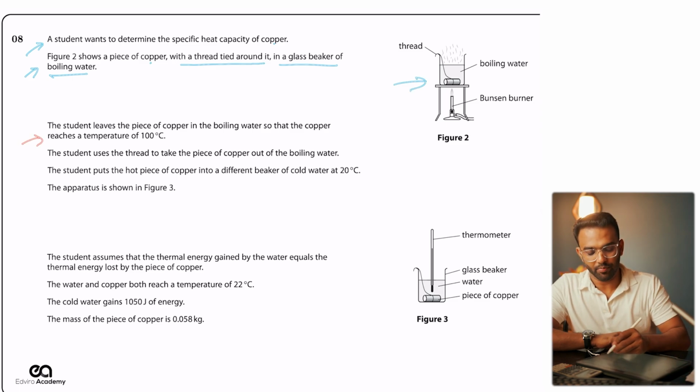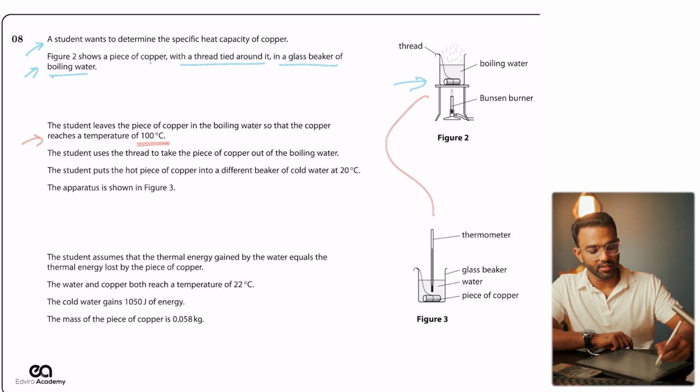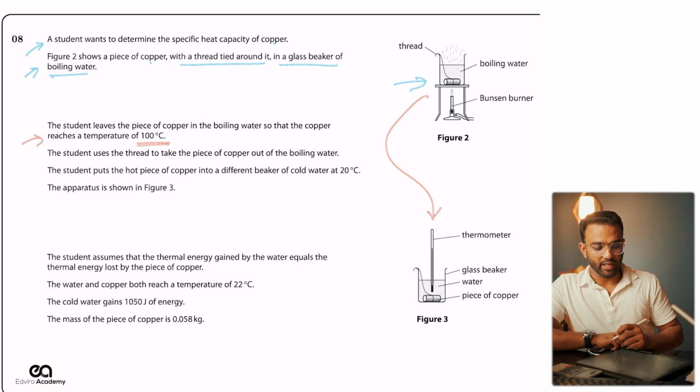The student leaves the piece of copper in the boiling water, so the copper reaches a temperature of 100 degrees. So the student left it for a while, and the copper temperature is 100 degrees. The student used the thread to take the piece of copper out of the boiling water. The student put the piece of hot copper into a different beaker of cold water. So from there to there, cold water at 20 degrees. Okay, the apparatus is shown.